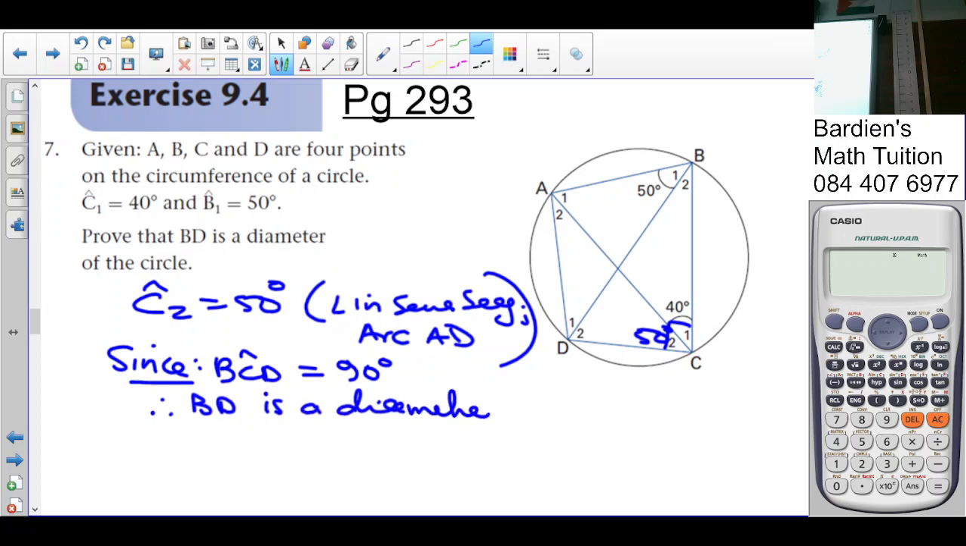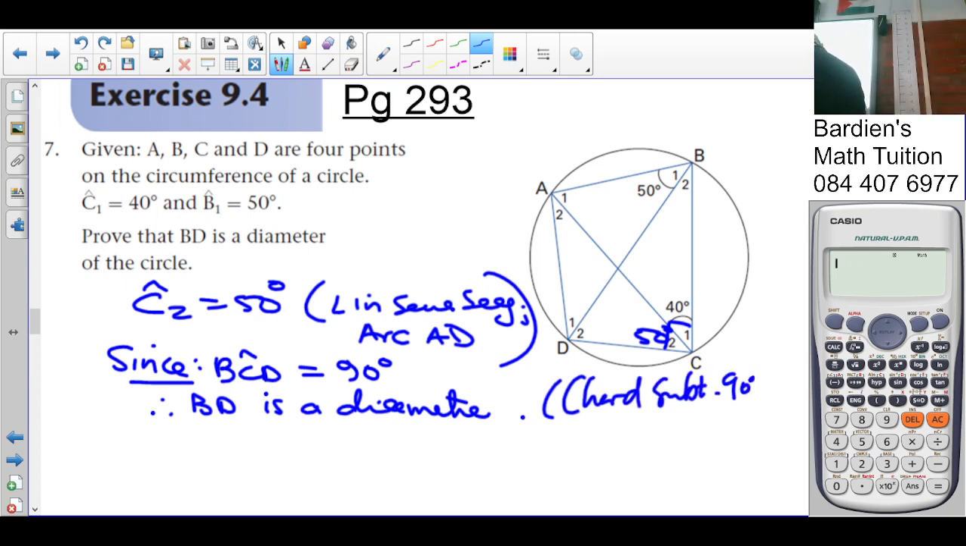Why? Chord subtends 90 degrees. Easy. 4 marks or 3 marks. Can you believe geometry is so easy? Believe it or not.